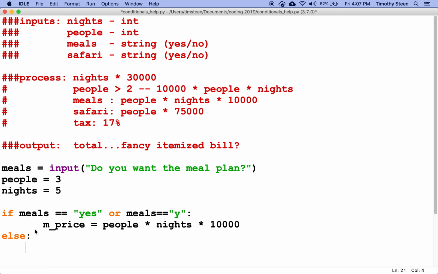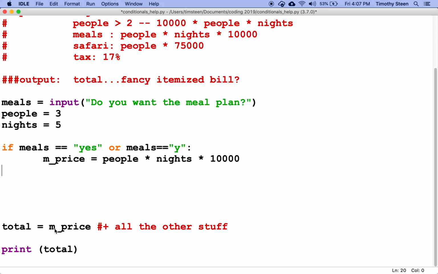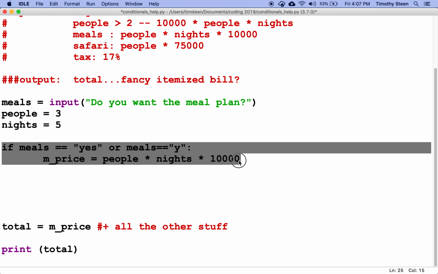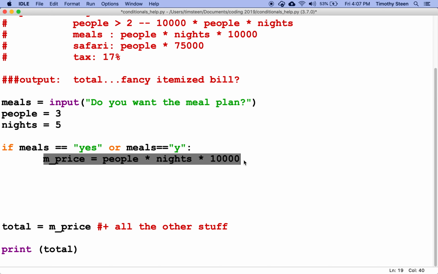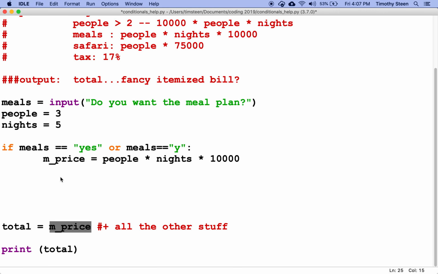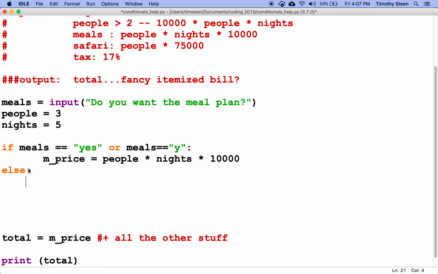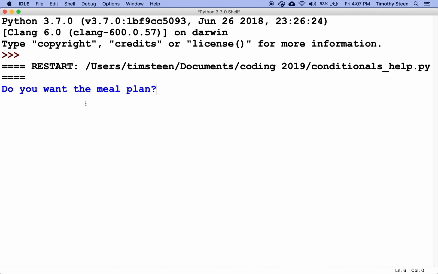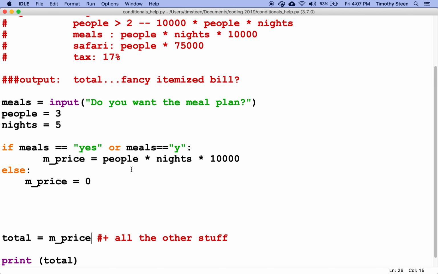Because the thing is, if they say no, what does M price equal? Down here, when we're ready to add it all up, M price doesn't exist. M price only exists if they say yes. This is the only place where M price comes into being. So imagine that it skips the if statement because it was no, and then it comes down here and it's ready to add M price and it says, no, I don't know what you're talking about. So what we need is an else that says, you know what? The M price is just going to be 0. So when it goes to add it up, it knows that it exists, it just knows that it's 0. And so then it doesn't affect our math at all. So now we say no, and it prints out 0 because it doesn't have anything, but it doesn't give me an error anymore. So that is the secret to this one.